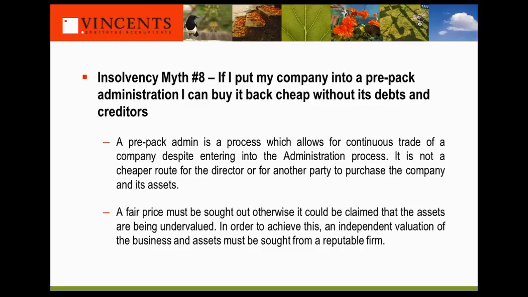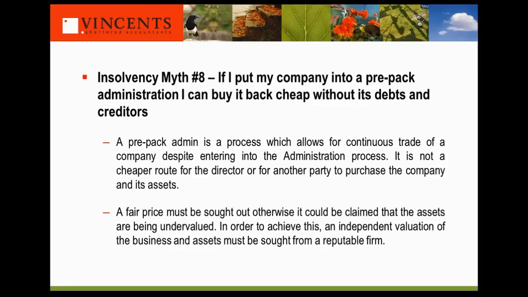So advice in the case of those thinking about a pre-pack administration is to ensure that an independent valuation of the business is sought, and that market value is paid by the director, and this should alleviate any issues with an undervalued transaction in the liquidation of the original entity.